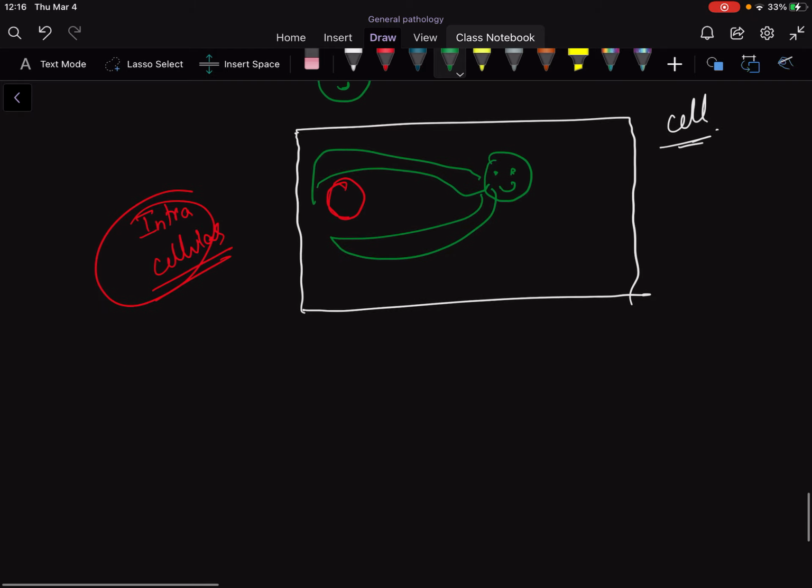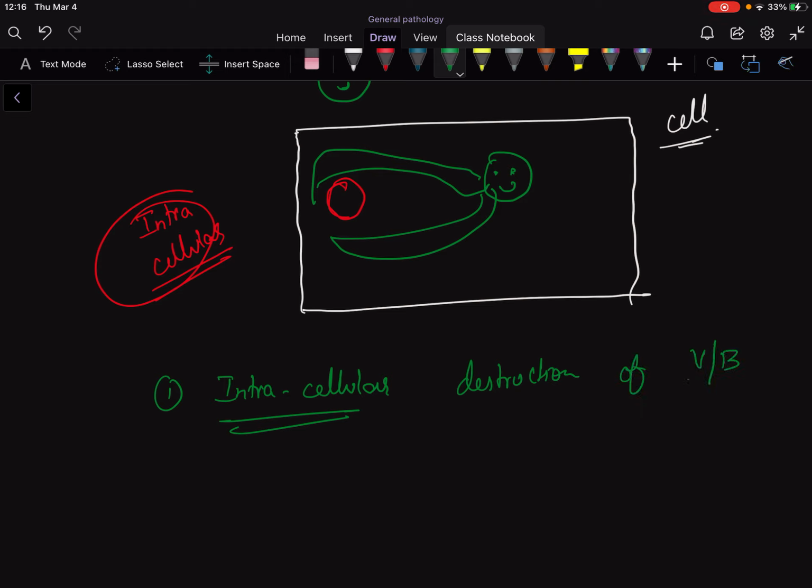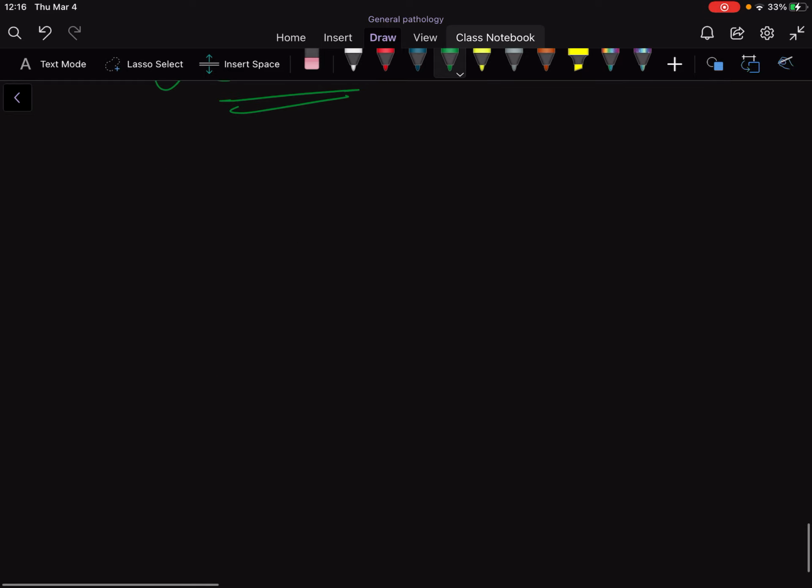So natural killer cells help in intracellular destruction of viruses and bacteria. Okay, so that was about natural killer cells.